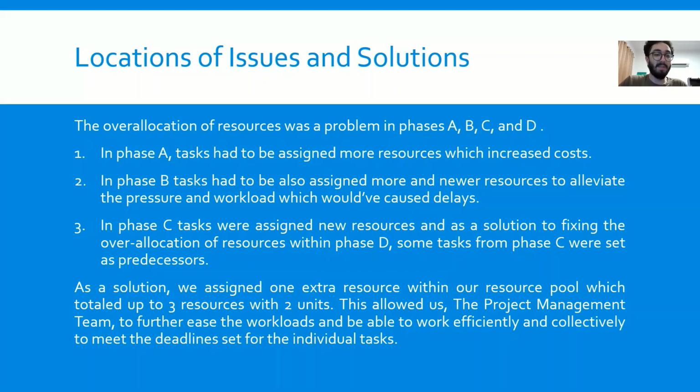In phase C, tasks were assigned new resources, and as a solution to fixing the over-allocation of resources within phase D, some of the tasks from phase C were set as predecessors. As a solution, we assigned one extra resource within our resource pool, which totaled up to 3 resources with 2 units. This allowed us, the project management team, to further ease the workloads and be able to work efficiently and collectively to meet the deadlines set for the individual tasks.